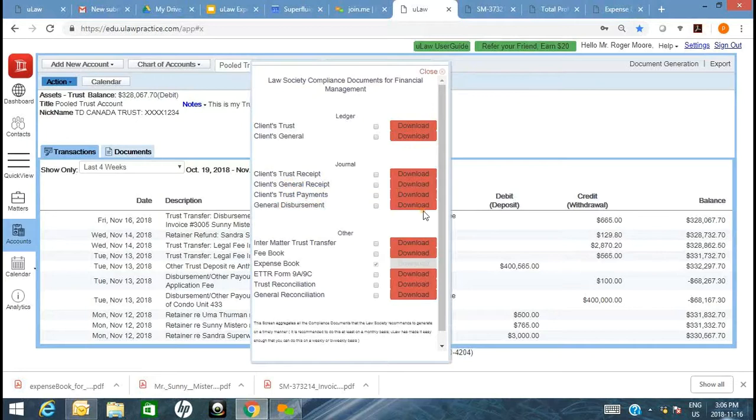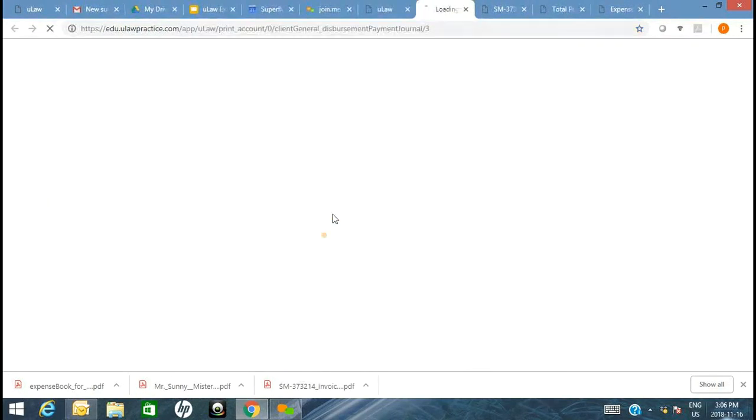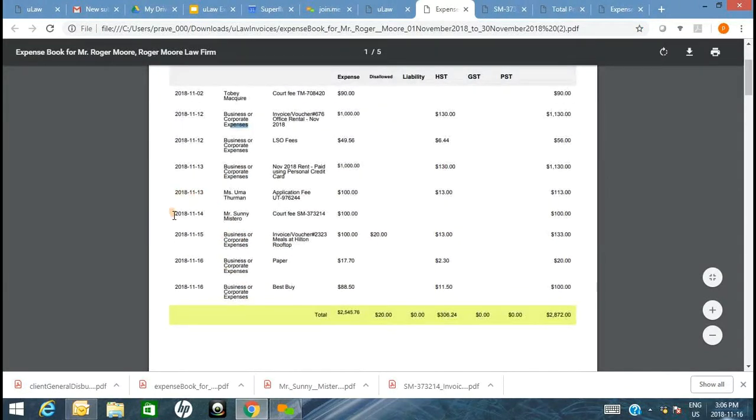And we spoke about the general disbursement. So let me first start with the expense book, and I hope you're able to appreciate the difference. If you look at it, we had Toby Maguire, we had the business expenses, and now we've got this line item of $100 as a court fee for Mr. Sunny Mistro. If you notice, you don't have the $100 application fee because that went out of your trust account. Okay?